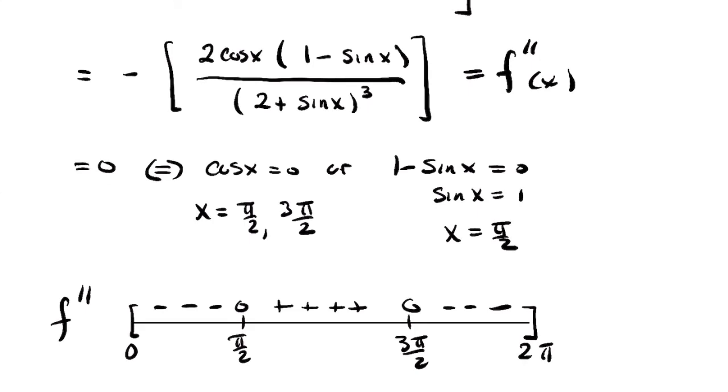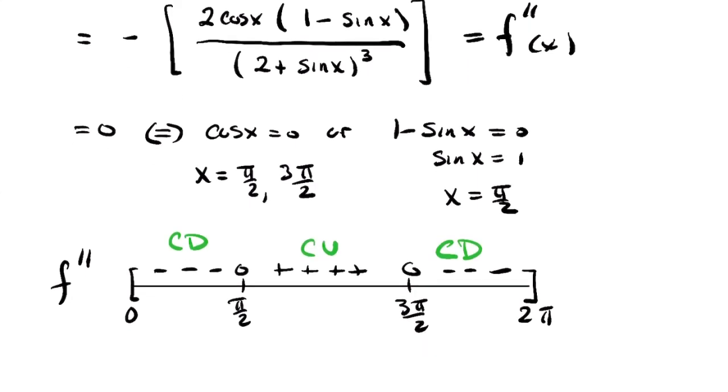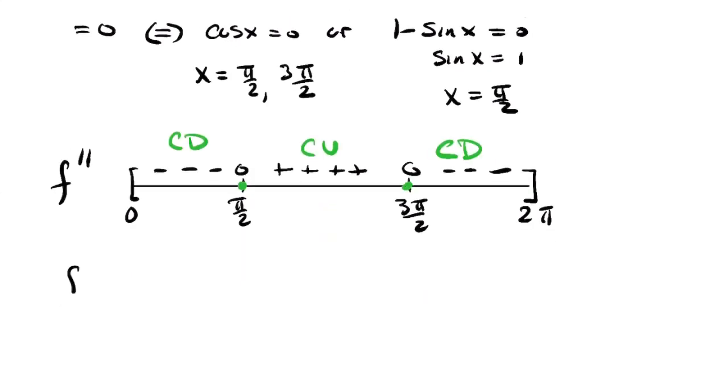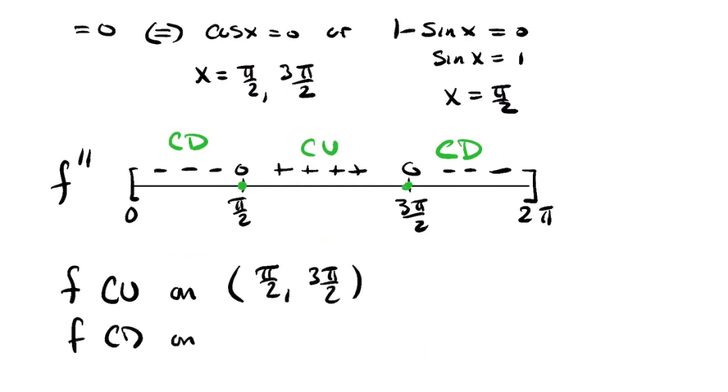What does that tell us about the concavity? Well, remember, we're concave down wherever the second derivative is negative. We're concave up wherever it's positive. And we have inflection points wherever it changes. All right, so we can just summarize all of that business by writing it down. So f is concave up on the interval from pi over 2 to 3 pi over 2. f is concave down on the interval from 0 to pi over 2, together with the interval from 3 pi over 2 to 2 pi.